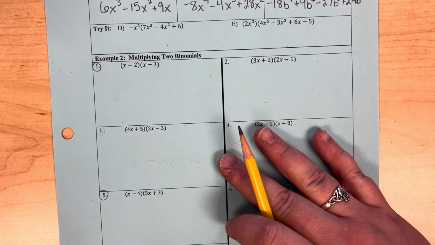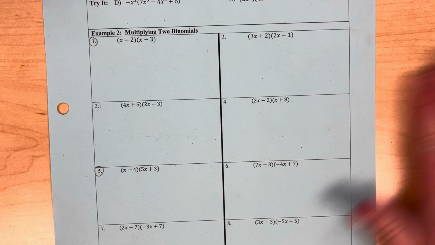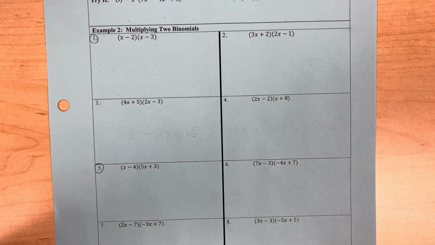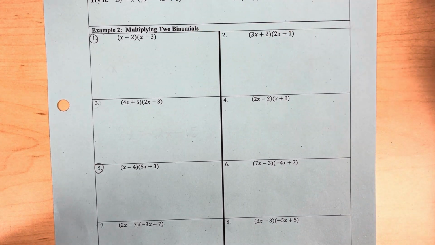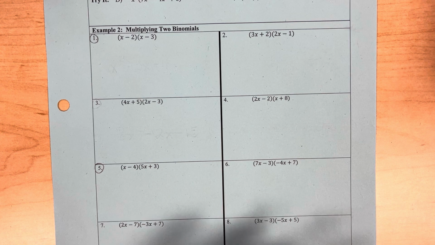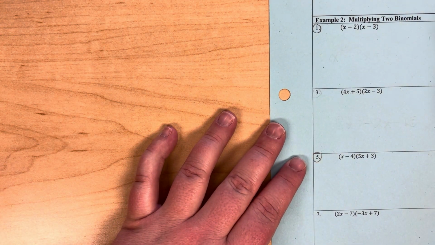All right, so let's talk about multiplying two binomials. I'm going to do a couple on each side that show you how to do it using algebra tiles, and then I'll make a second video on how to do it using the box method. So this first one here is x minus 2 times x minus 3. So I'm going to move the paper over here, and then I will show you how to do this using algebra tiles.